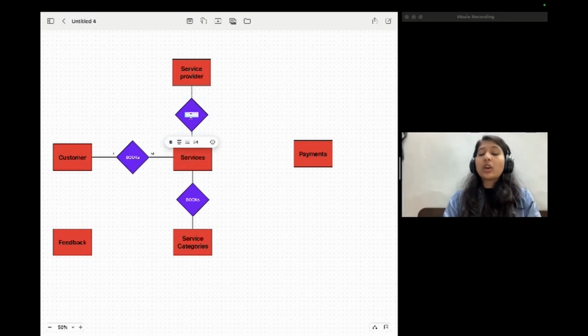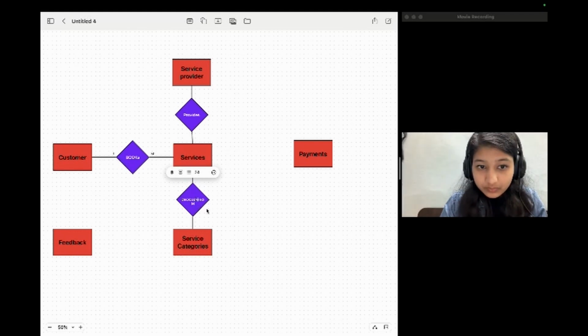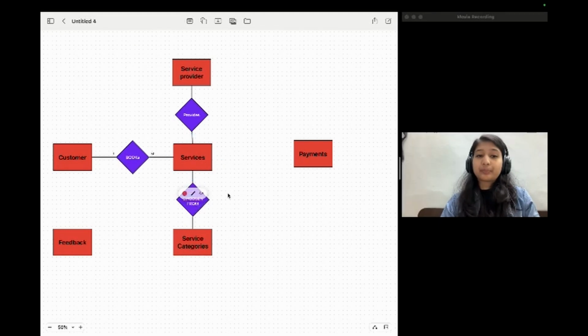The service provider is the one who provides services, right? And services are chosen from the service categories. So how are a service provider and services related? One service provider provides many services here, right? Many services are provided from one service provider.